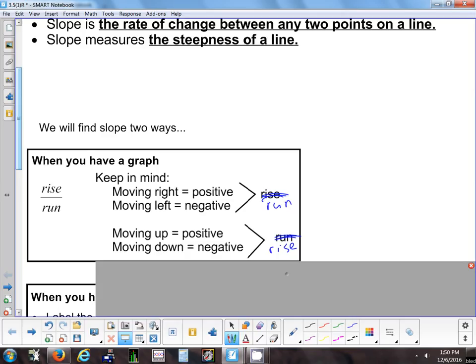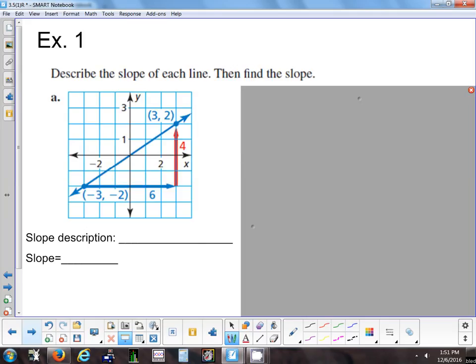Now there's two directions you can move for rise, and there's two directions you can move for run. If you head to the right, okay, that's a positive value. Okay, just think of your x-axis if you go to the right. If you head to the left, that's negative. Okay, if you move up, that's your positive direction. And then if you move down on the y-axis, that's negative.